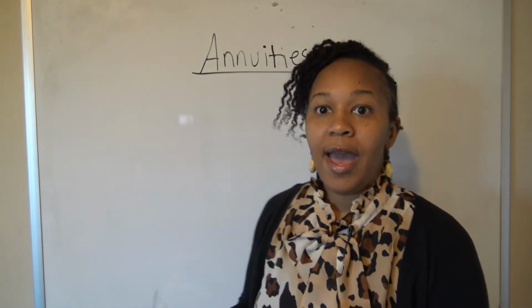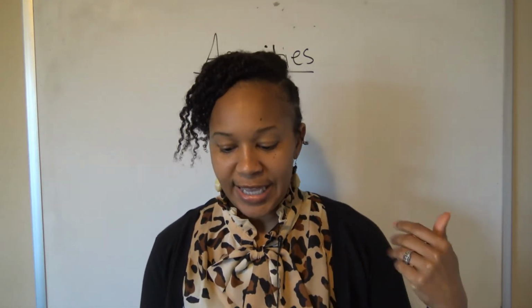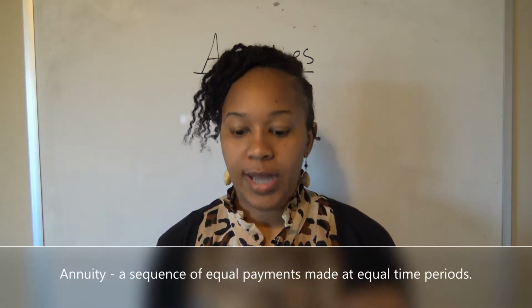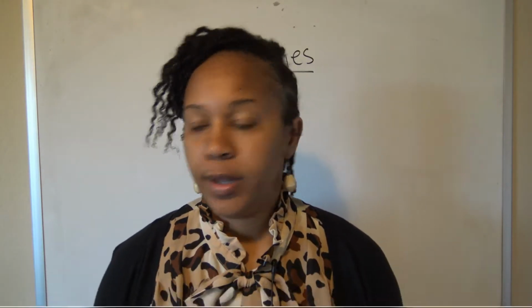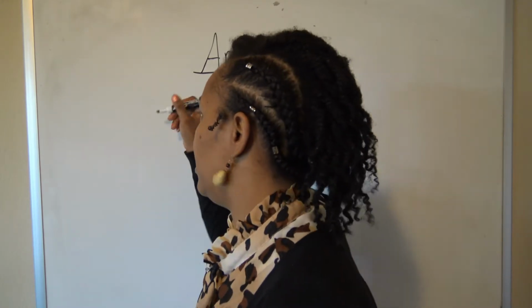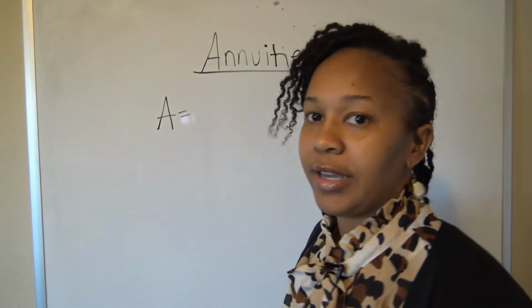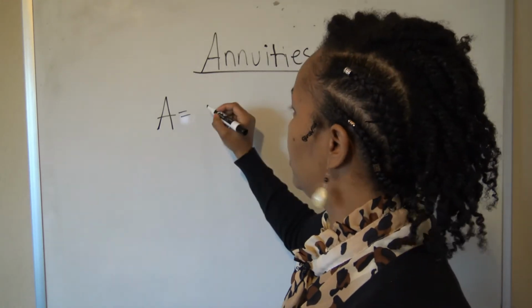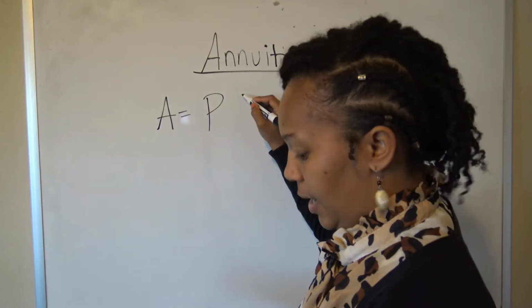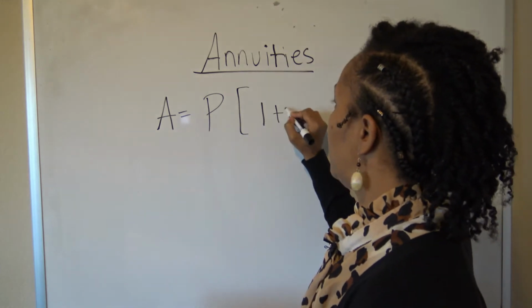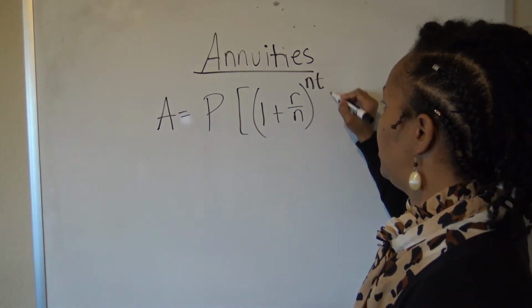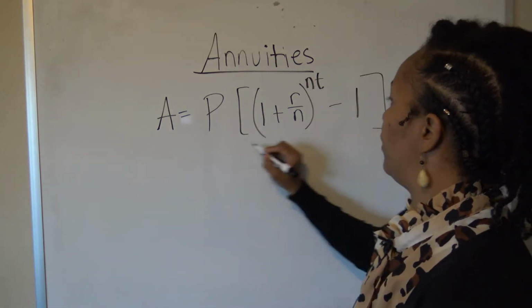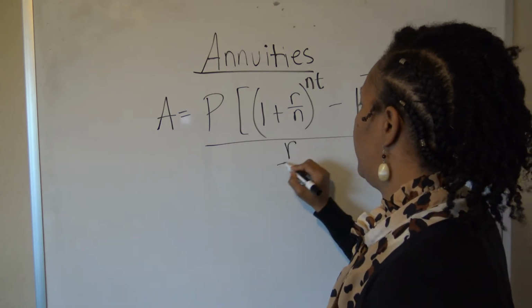We're going to look at how to calculate annuities. The formal definition for an annuity is a sequence of equal payments made at equal time periods. We're going to look at how to calculate the value of an annuity. There is a formula, and it looks like this: A is equal to P times (1 plus R over N) raised to the N times T, minus 1, all over R divided by N.